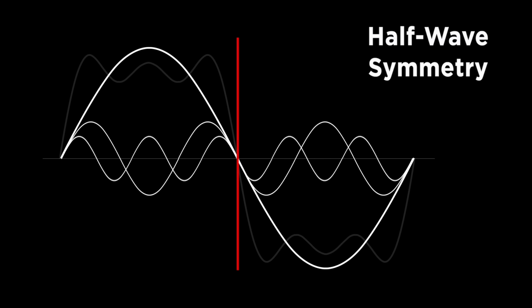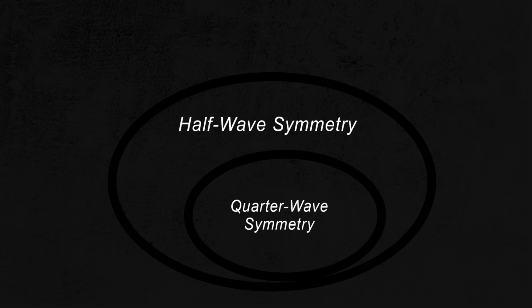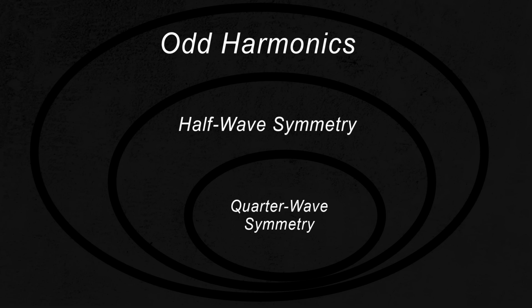Shaping the top and bottom in the same way forces the only possible harmonics to be odd harmonics, because those are the harmonics that give humps in the right places to preserve this symmetry. Any wave that has half wave or quarter wave symmetry is made completely up of odd harmonics, and this is why square waves are purely odd harmonics.